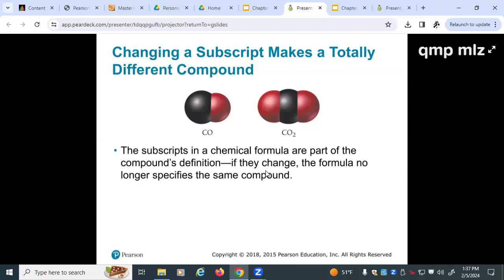So identity of a compound is very much related to its physical properties and its chemical properties. And changing that identity, changing that ratio of one element to another can drastically change the overall properties of the substance itself.